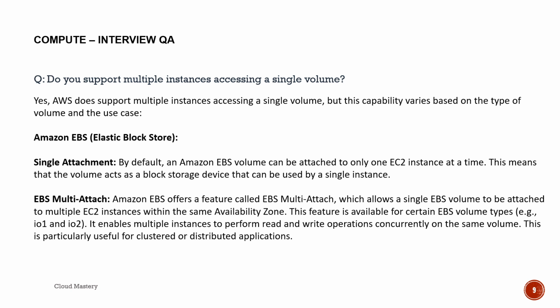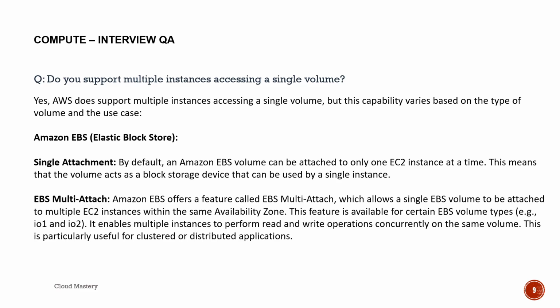But if you go with the EBS Multi-Attach feature, it allows a single EBS volume to be attached to multiple EC2 instances within the same availability zone. This feature is available in io1 and io2 volume types. So you can easily attach them for your read and write operations. But I would say, in a realistic example, instead of attaching EBS, you can always go with the EFS service. I will cover the EFS service in my coming sessions.